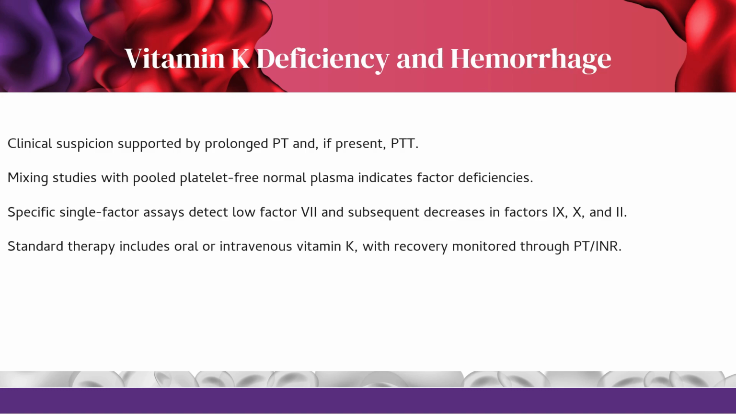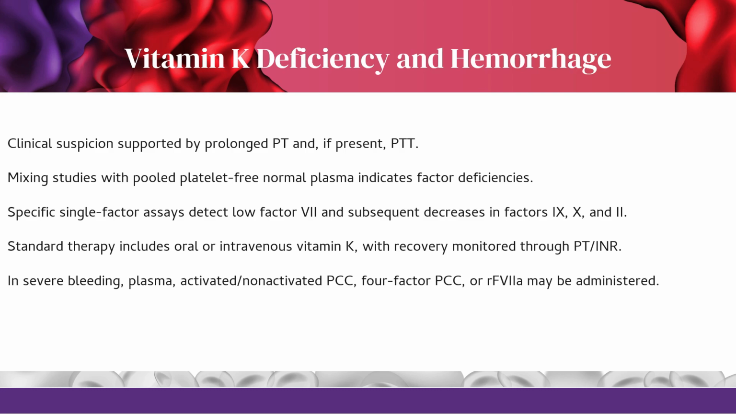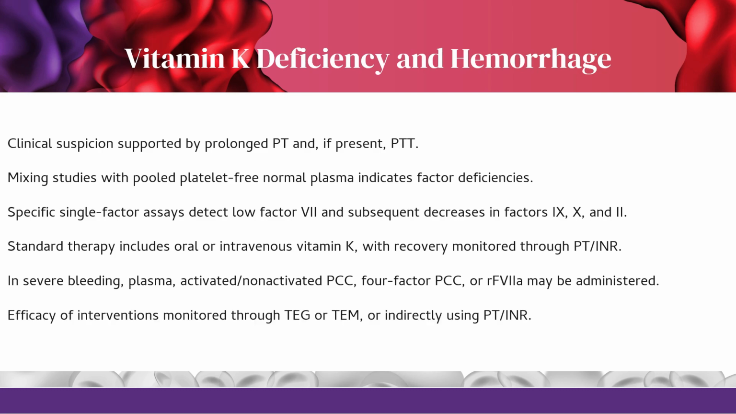Time for action. Standard therapy kicks in with oral or intravenous vitamin K. Keep tabs on recovery through PT or INR. But in the ring with severe bleeding, reinforcements like plasma, activated or non-activated PCC, 4-factor PCC, or factor 7 might make an entrance. Monitoring the effectiveness of these interventions becomes an art. Enter TEG or TM, or the trusty PT or INR for indirect insights.